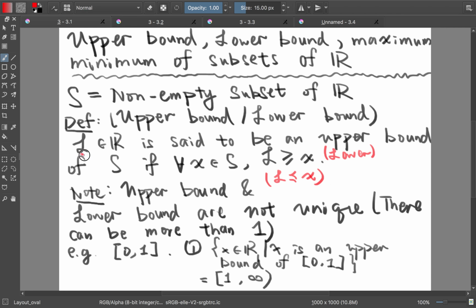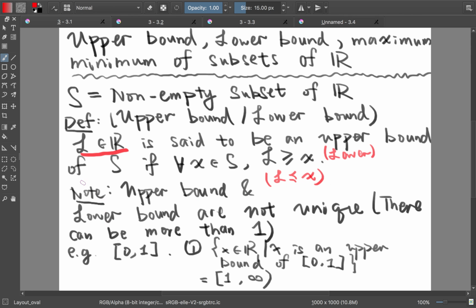So let's define what upper bound and lower bound are first. Let L be a real number. If L is said to be an upper bound of S, it means that for all x inside S, L is greater than or equal to x. And on the other hand, if we call a real number L a lower bound of S, we mean that for all x inside S, we have L smaller than or equal to x.